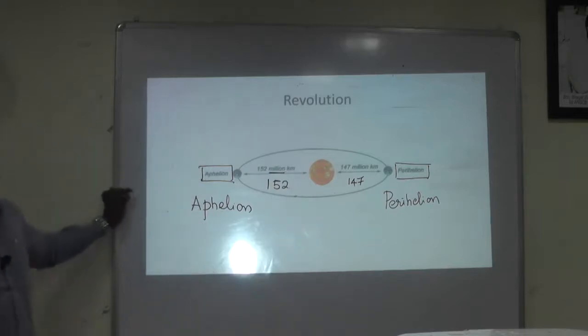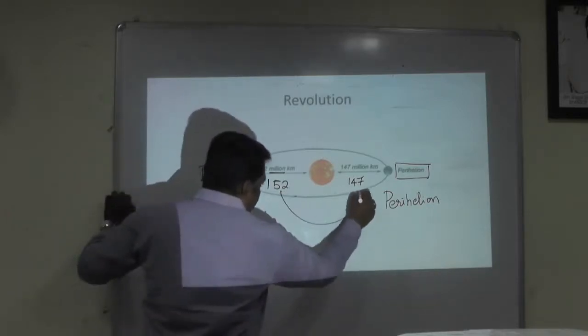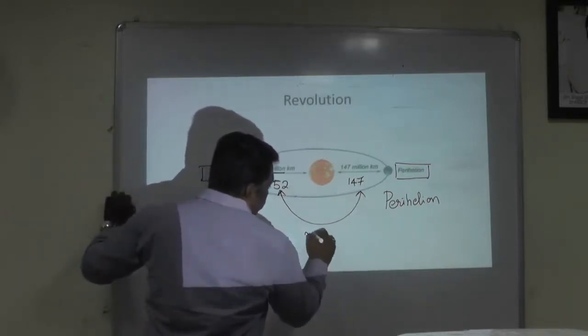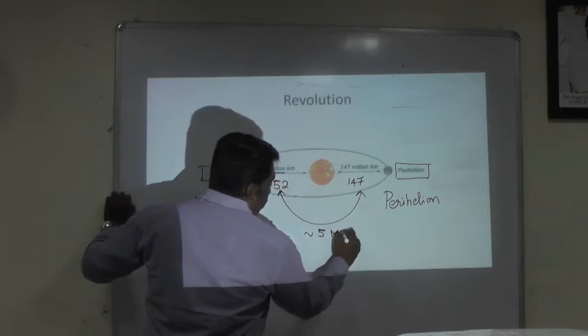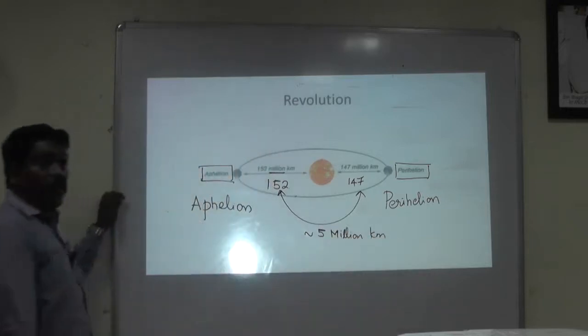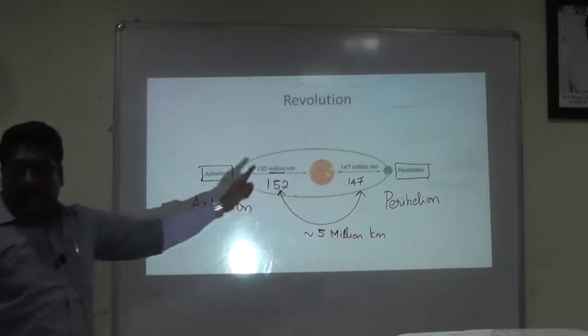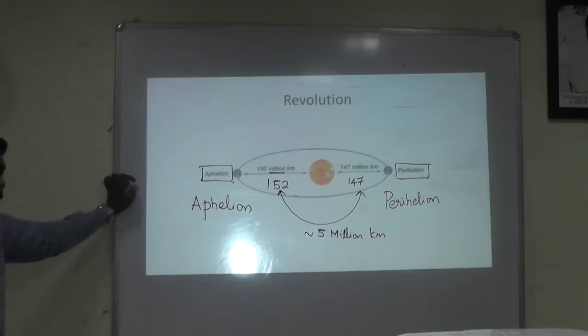This unit is very important. Right? What is 1 million? 10 lakhs, you call it 1 million. So my dear friends, between this perihelion and aphelion itself, I have a difference of 5 million kilometers. It means 50 lakh kilometers of difference between perihelion and aphelion. Okay?